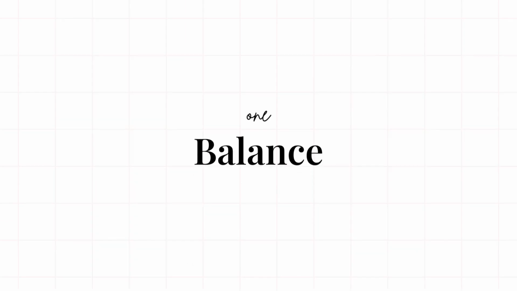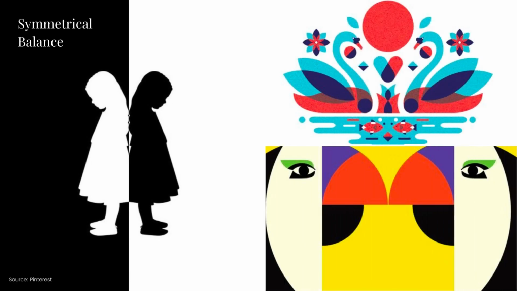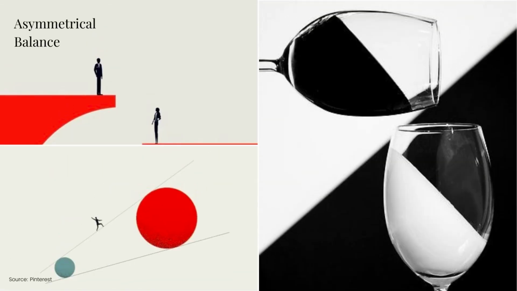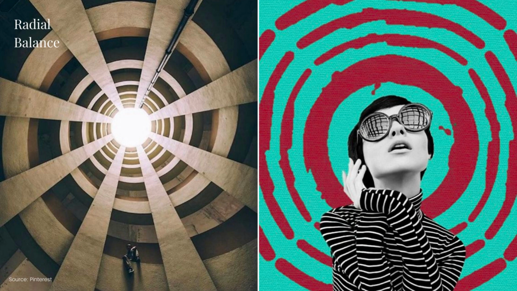The first principle we'll explore is balance. Balance is all about distributing visual weight in a composition. It can be symmetrical, where elements are evenly distributed, or asymmetrical, where there's a deliberate imbalance that still feels visually harmonious. There is also radial symmetry, in which elements are equally spaced around a central point.